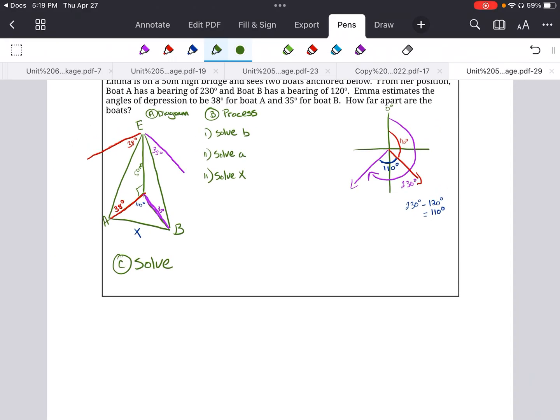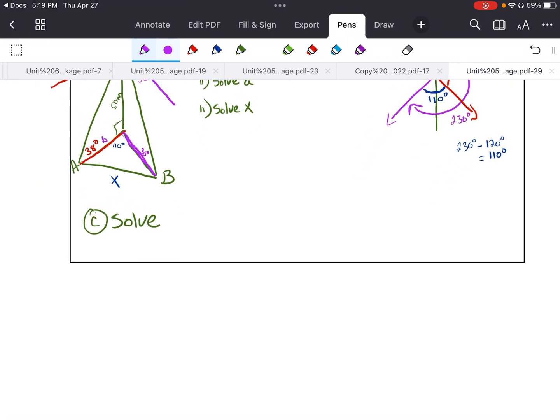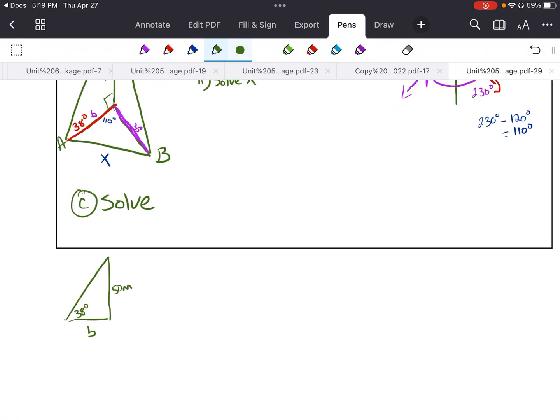All right, so the first one, solve for side length B, which is right here. I'm going to split that triangle up. So I actually have a 90-degree triangle with a height of 50, an angle of 38 degrees, and I want to solve for B. Okay, again, opposite over adjacent, so we're using tan. We have tan 38 equals 50 over b. So b is 50 times tan 38, and it's 64 meters.